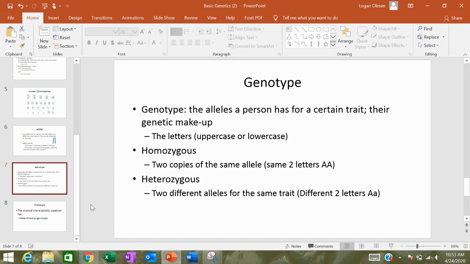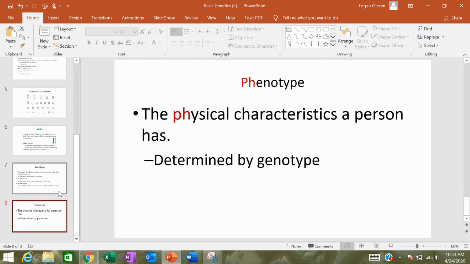Okay. The last term we're going to cover is the term phenotype. Now, believe it or not, genotype and phenotype typically get flipped around. People mess up on these quite often, and I don't know why. But let me give you a little hint here. Phenotype is the physical characteristic. Okay, ph and ph go together.